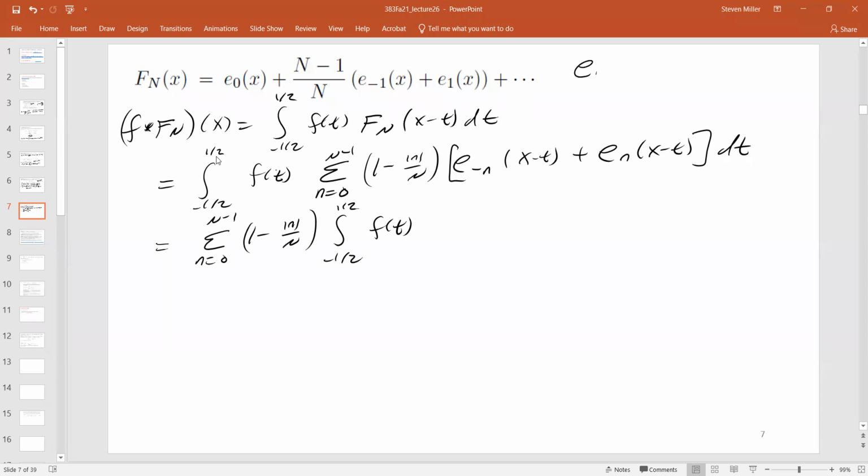So remember, e_n of x is e to the 2 pi i n x. What is e_n of x minus t? It's e to the 2 pi i n times x minus t.